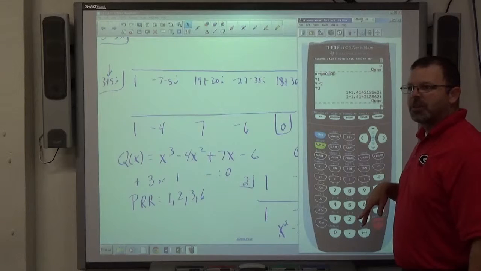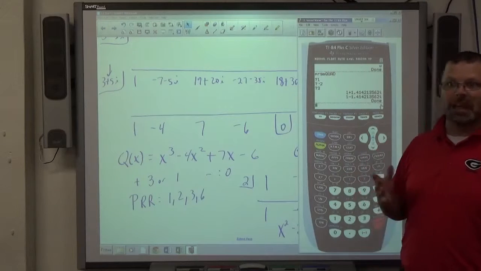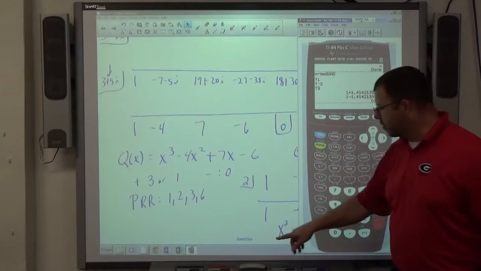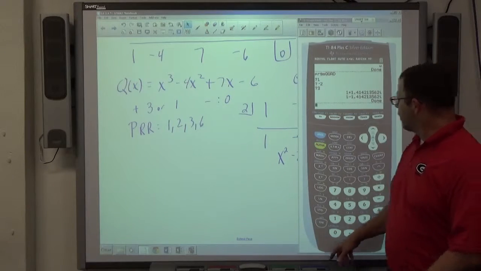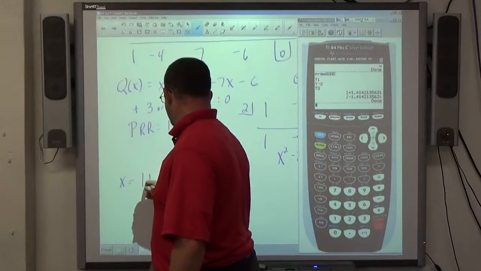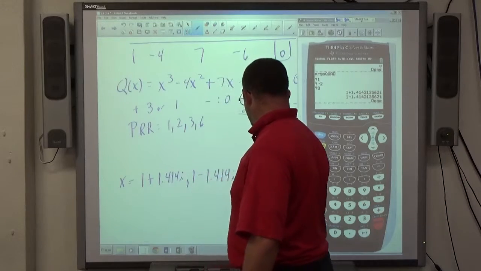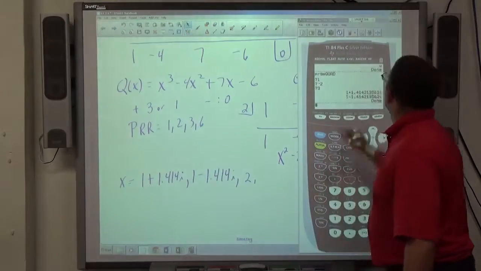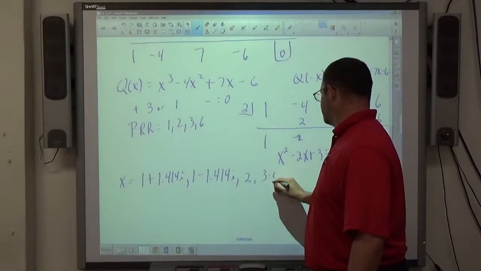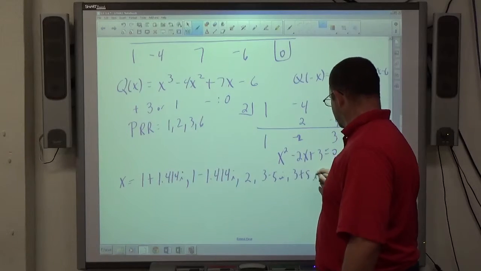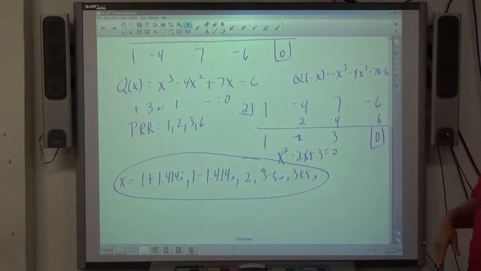Go about 3 decimal places, that'll be sufficient. If you recognize 1.41421356 as the square root of 2, that'd be great. But if not, that's fine. The square root of 2 is pretty straightforward and noticeable, but some of the other ones aren't as noticeable. So 1 plus 1.414i, 1 minus 1.414i. Of course, 2 was a root, right? My other 2 roots were 3 plus and minus 5i. So 3 minus 5i. Each one only occurs once, so no multiplicity happening in this one.